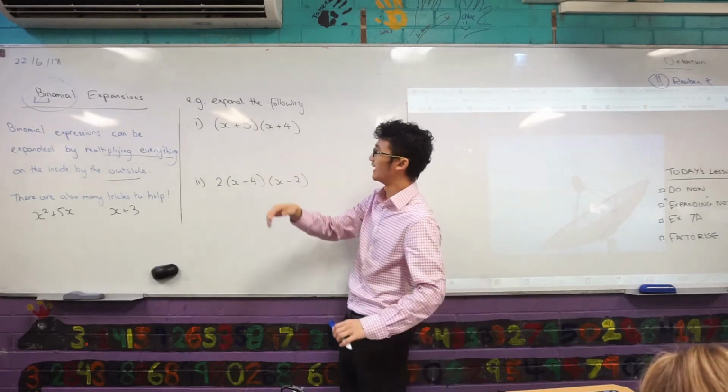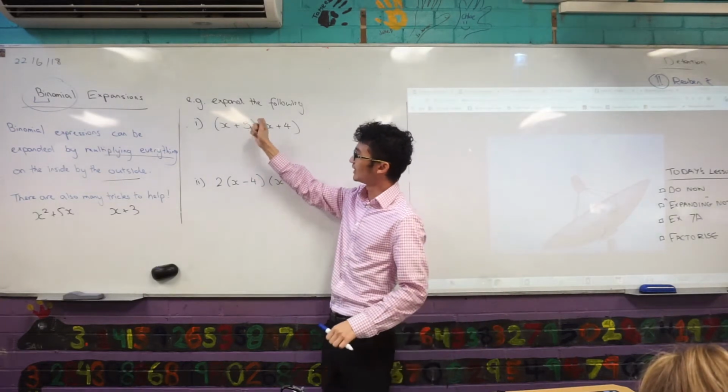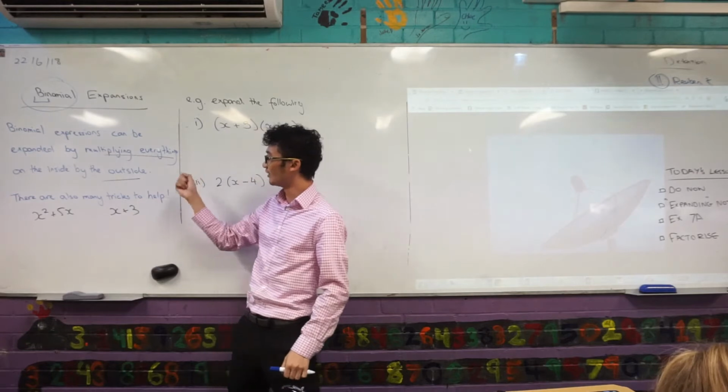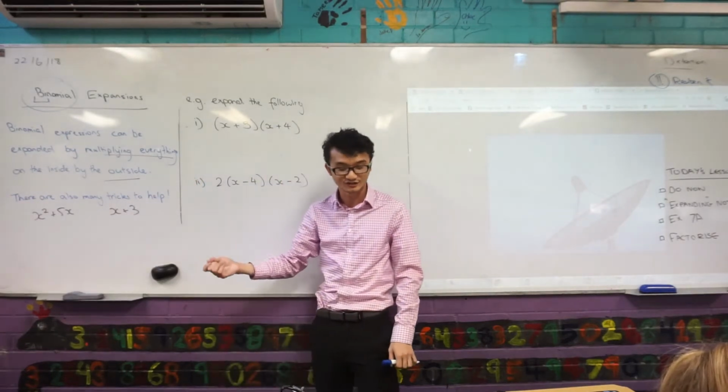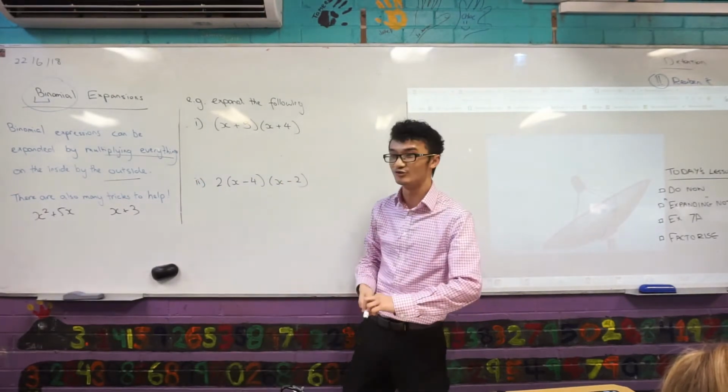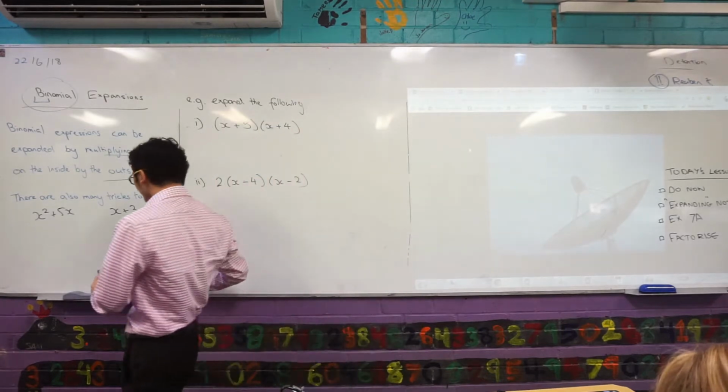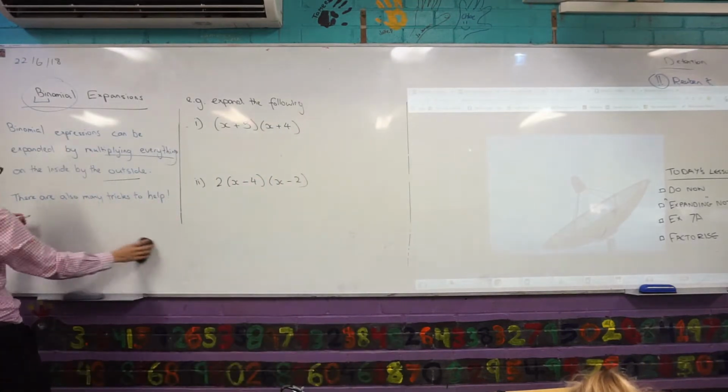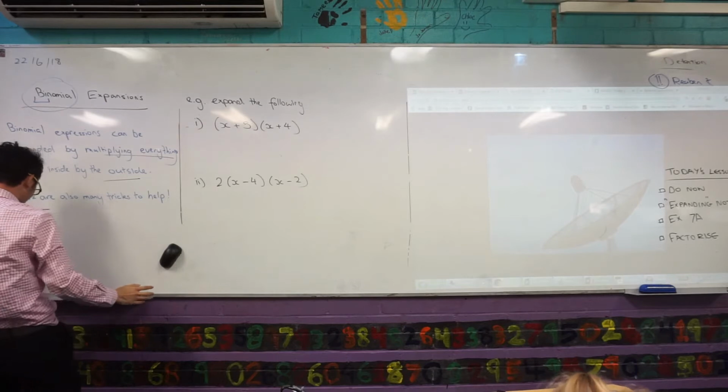But let me go back to expanding, okay? Because expanding means multiplying everything on the inside by the outside. And there's actually a little trick that you may have learned before to do that. That trick is called FOIL, yeah. What does that stand for again?